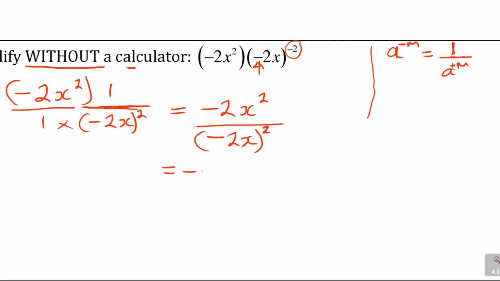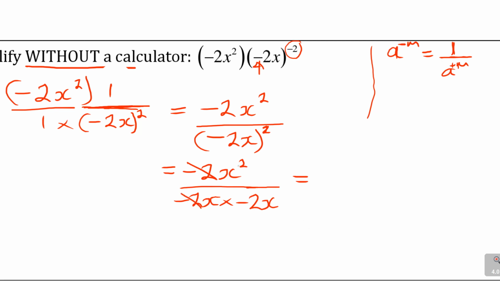It means it's minus 2x squared over, now it means there are 2 of them, minus 2x times minus 2x. That's the best way you could have approached this. Well, it's more of exponents, but at the same time you can deal without really being strictly on exponents. Now look at this, negative 2 cancels negative 2.